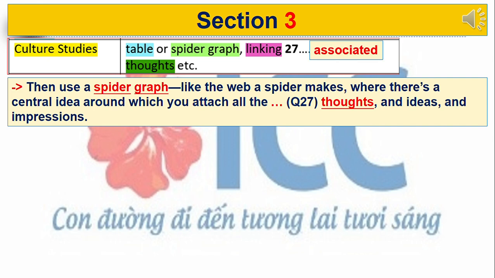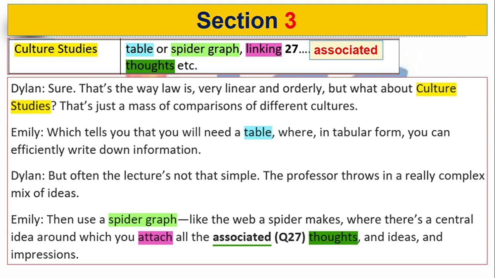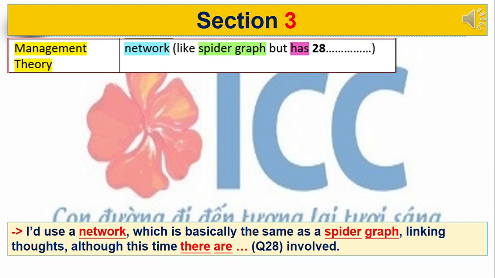I see. I think I understand. And that would be very quick too, very efficient. I like that. But what about management theory? How would you approach that? The same as with culture studies. I'd use a network, which is basically the same as a spider graph, linking thoughts, although this time there are directions involved. It is this element that makes it different, the fact that the thoughts go one way and not the other. Okay, has directions.